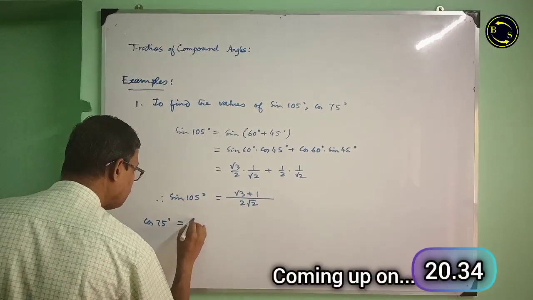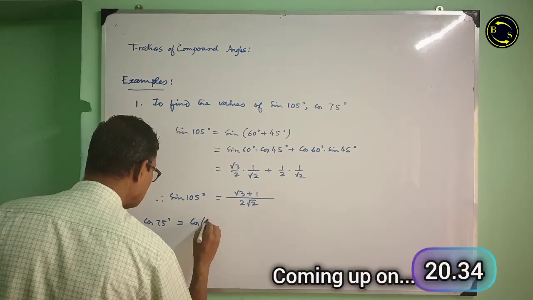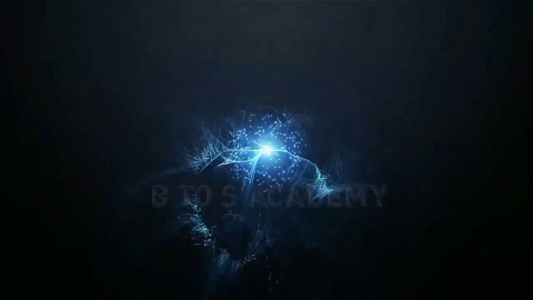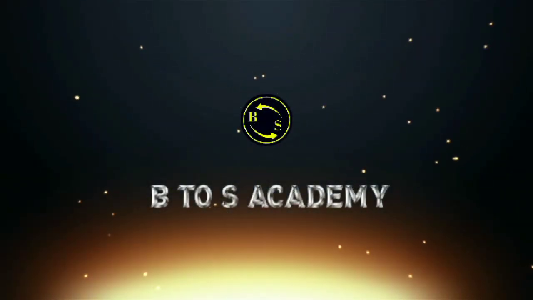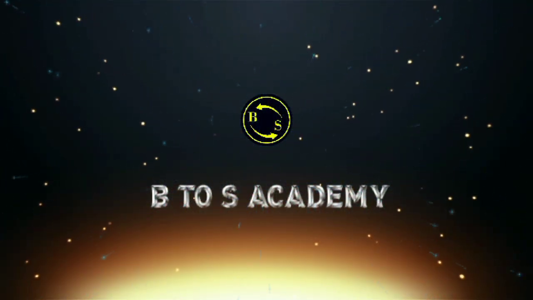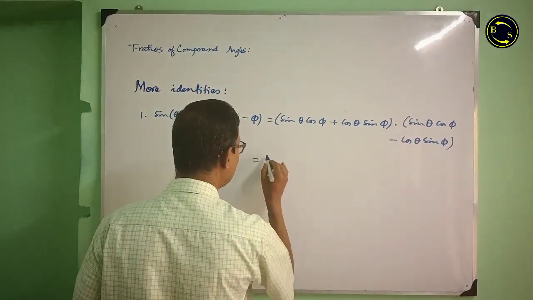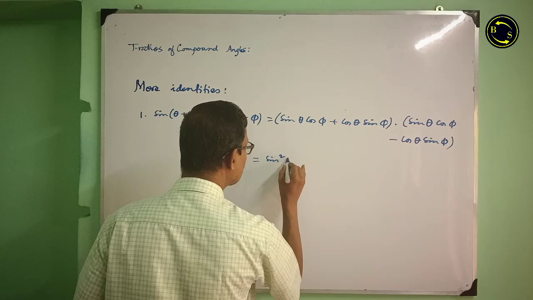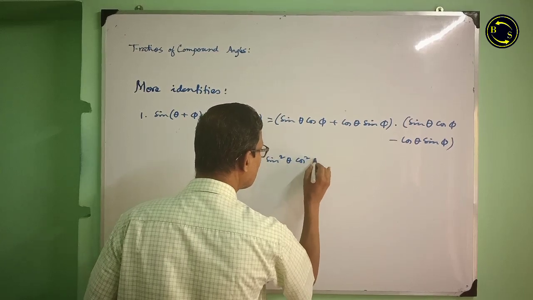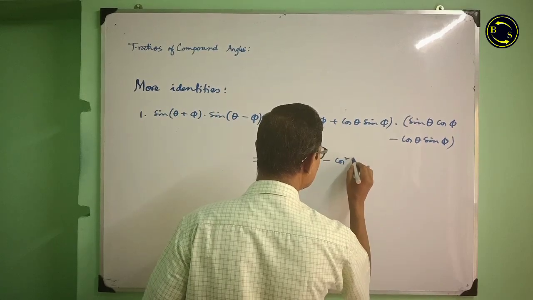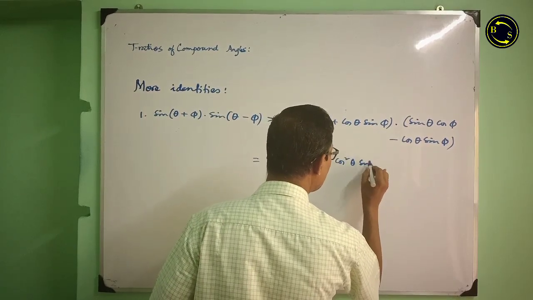75 degree, that will be written as cos of the form a plus b into a minus b. Therefore, it will be sin square theta cos square phi minus cos square theta sin square phi.